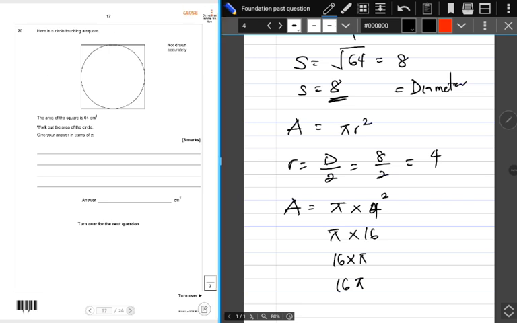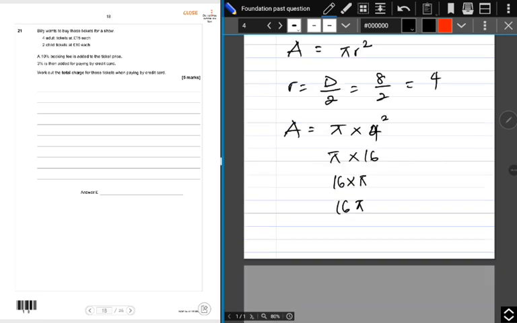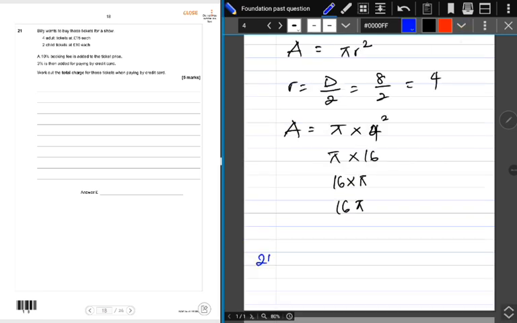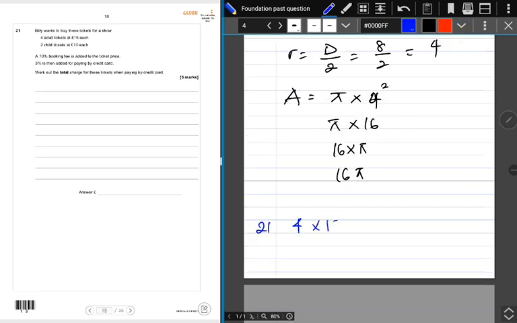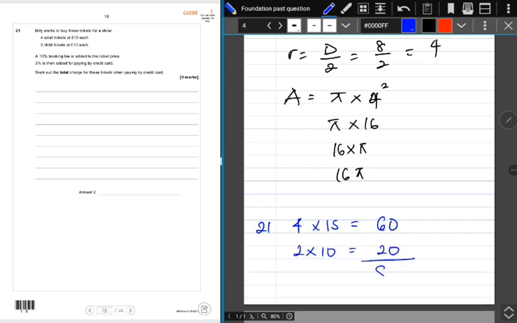So question 21. Times 15, which is going to give us 60, and 2 times 10, which is going to give us 20. So in total we are having 80.